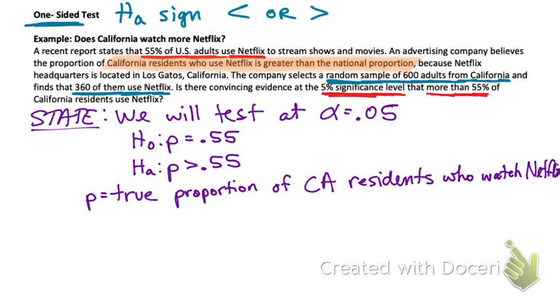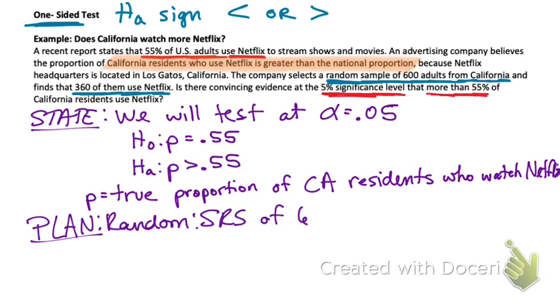Cool. That is how you do the state part for a significance test. Do you guys have any questions on that? That's pretty easy, right? All right, what's next? Plan. Let's plan. Random. Do we have a random sample? Yes. We have an SRS of 600 California residents.